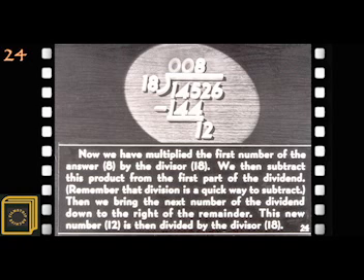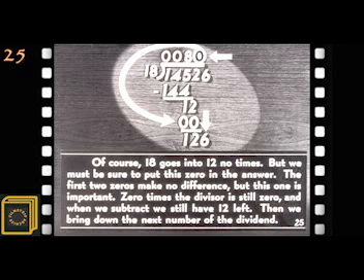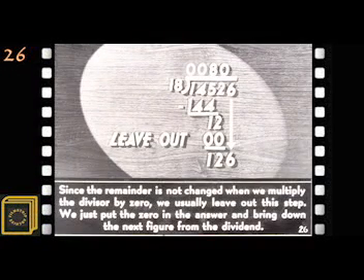This new number, 12, is then divided by the divisor, 18. Of course, 18 goes into 12 no times, but we must be sure to put the 0 in the answer. The first two zeros make no difference, but this one is important. 0 times the divisor is still 0, and when we subtract, we still have 12 left. Then we bring down the next number of the dividend. Since the remainder is not changed when we multiply the divisor by 0, we usually leave out this step. We just put the 0 in the answer and bring down the next figure from the dividend.